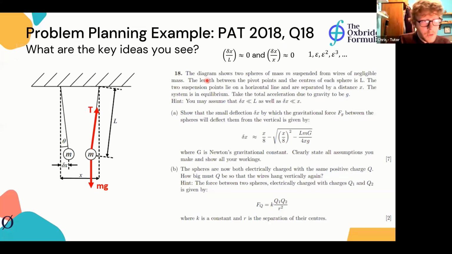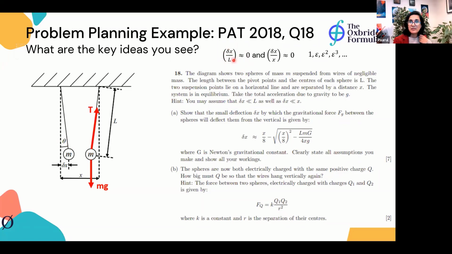Well, just one more thing to mention is on the diagram, they've added this angle theta, and it's not mentioned anywhere in the question, which suggests it's there as a hint or a help. It suggests that if we want to use an angle, we want to use this angle. Okay, good. So we've got an angle, and we've got these approximations.